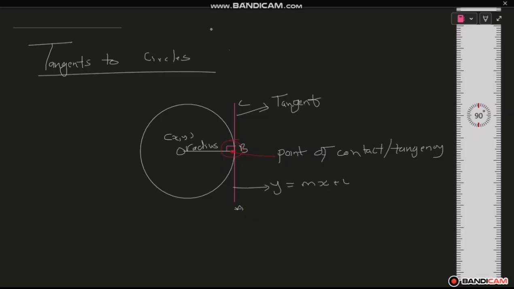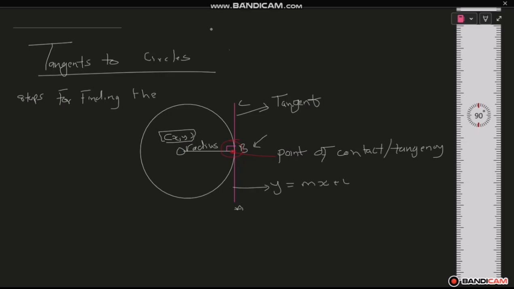You will be given the center. You will use the center as well as the coordinates that will be given for the point of contact B. Then you use those two coordinates to find the distance, to find the radius, or the gradient of the radius.